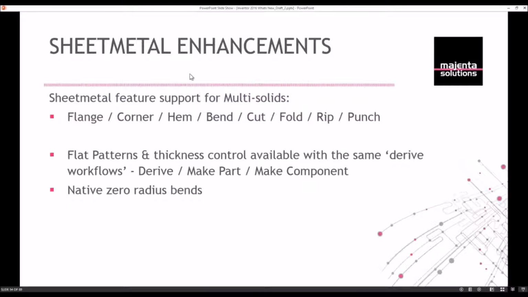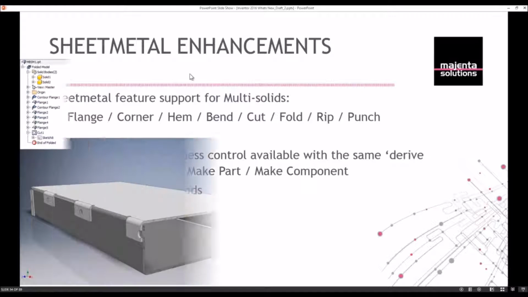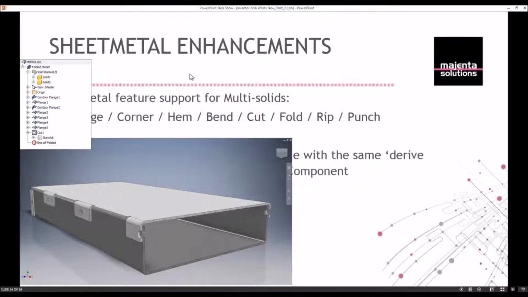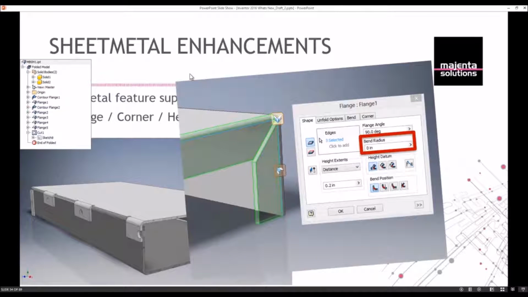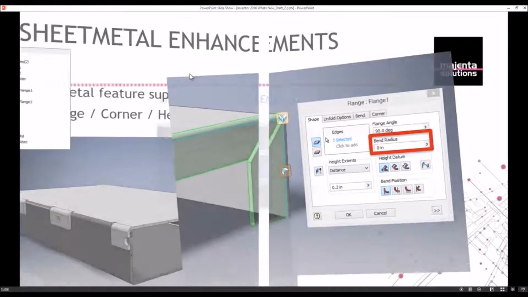This is going to let you work with multiple pieces of sheet metal in the same part file that can interact together, and then individually using the same workflows you would normally, so derive, make part, make component, to make individual components and then create the flat patterns of each one. They've also added a 0 radius bend option. Here's an example of having multiple sheet metal bodies and just highlighting 0 radius bends in there.